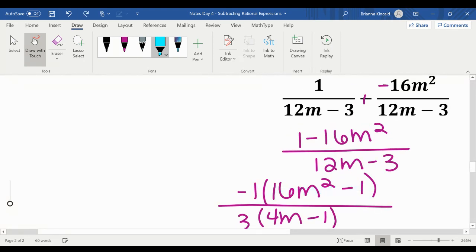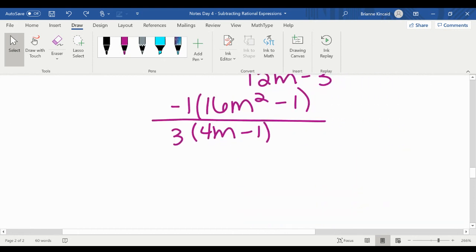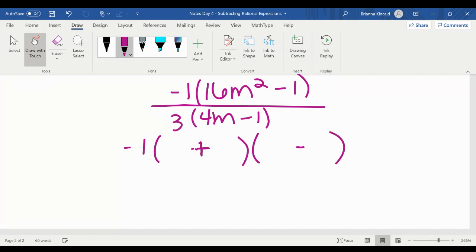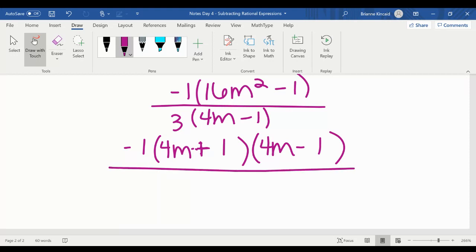So we talked about this in an earlier video. When you factor with the difference of 2 squares, you need 2 sets of parentheses, one with a plus and 1 with a minus. What squared gives me 16m squared would be 4m, so that comes first in both of them. And what squared would give me 1 is just 1 in both of them. All over 3 times 4m minus 1.